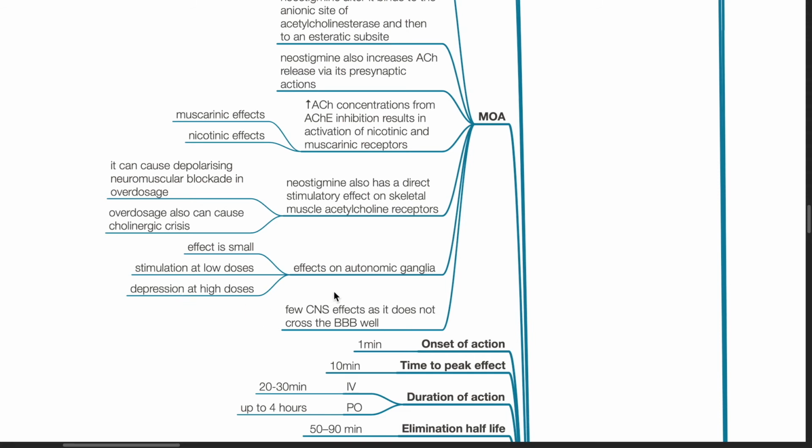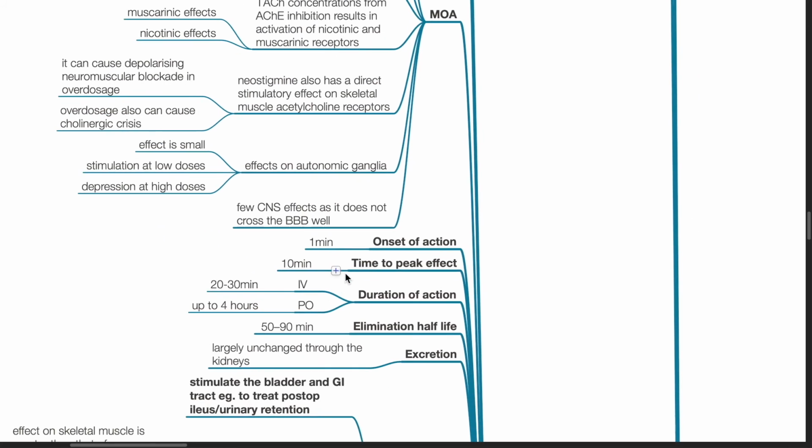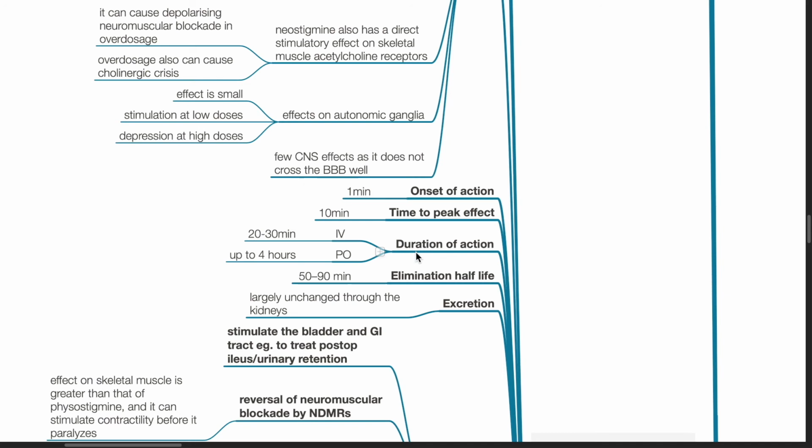There are few CNS effects as it does not cross the blood-brain barrier well. Onset of action is 1 minute. Time to peak effect is 10 minutes. Duration of action. For IV neostigmine it is 20 to 30 minutes. For oral neostigmine it is up to 4 hours.